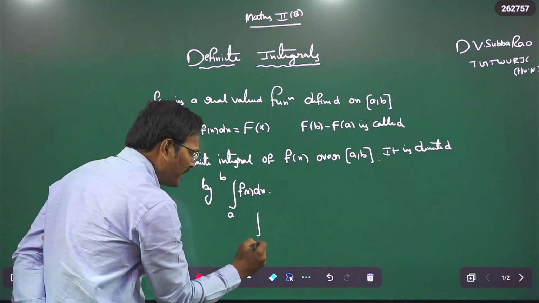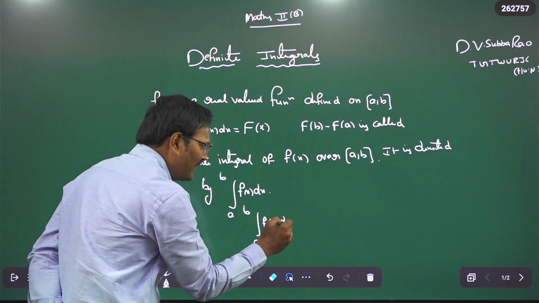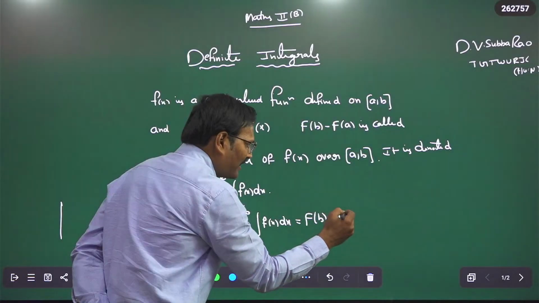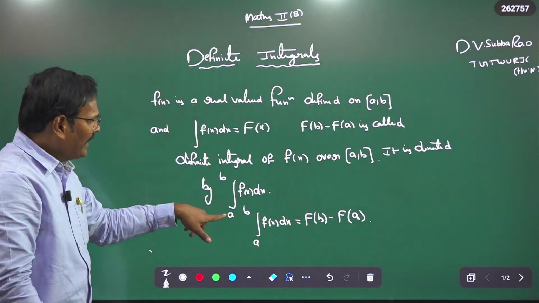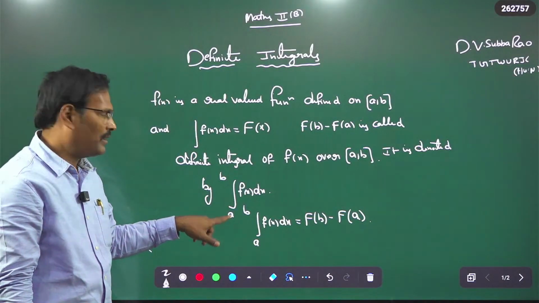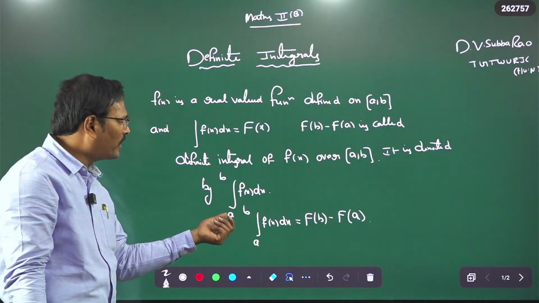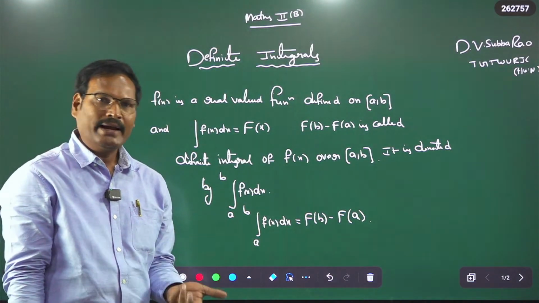So from this we can write integral a to b f of x dx is equal to F of b minus F of a. Here a is called the lower limit and b is called the upper limit. So a is called the lower limit of the integration and b is called the upper limit of the integration.